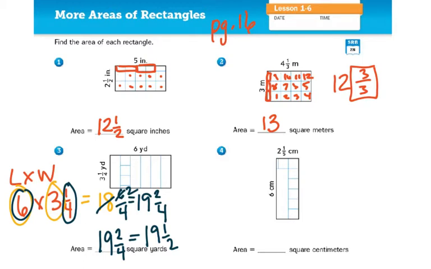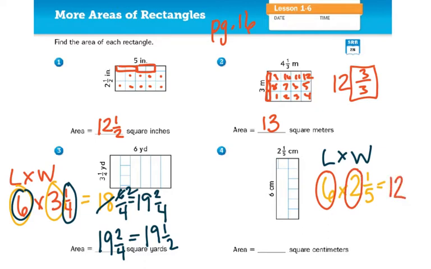All right, number 4, let's do the same thing. Let's take length times width. I'm going to start with the whole number, 6 times 2 1/5. So the first thing I'm going to do is multiply the whole numbers. 6 times 2 is 12. And then I'm going to take the whole number times the fraction. Remember, the denominator stays the same, so we know it's going to be fifths. 6 times 1 is 6.